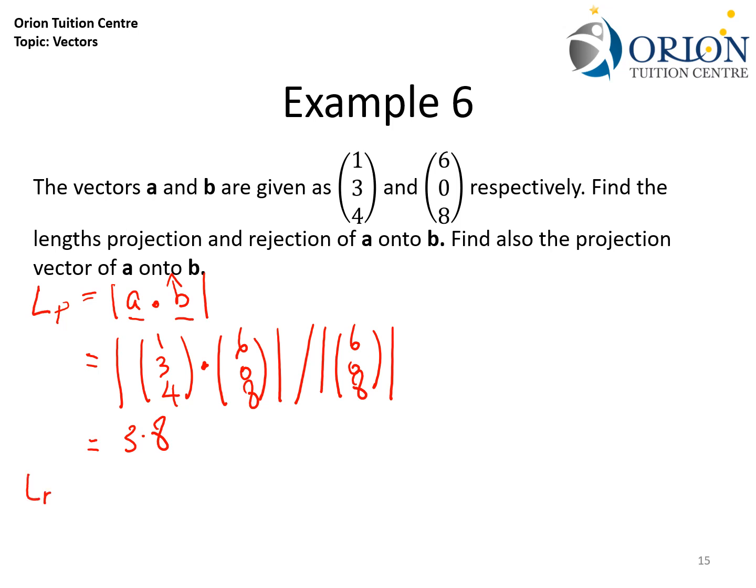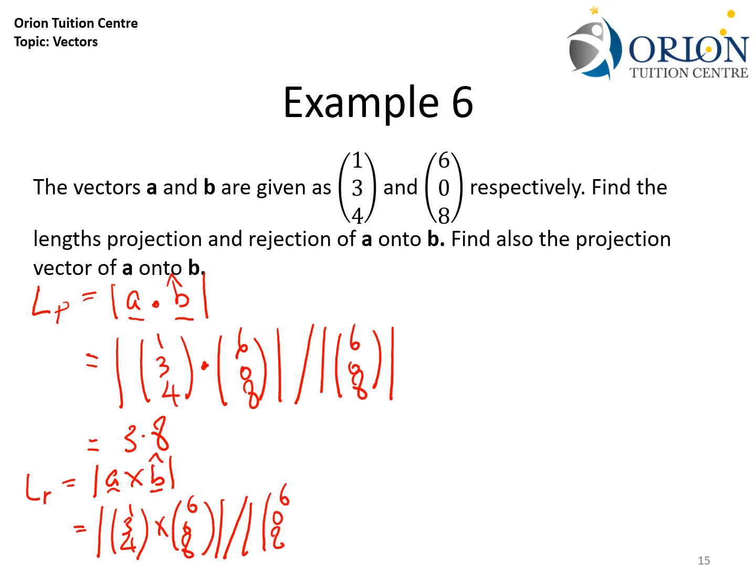And for the length of rejection, it will be mod of A cross B cap, which is the mod of (1, 3, 4) cross with (6, 0, 8) divided by mod of (6, 0, 8), which gives us mod of (24, 16, -18) divided by 10, and therefore we get 3.4.